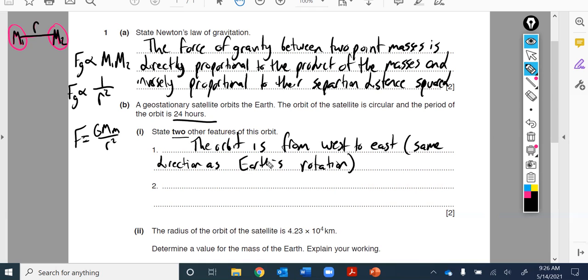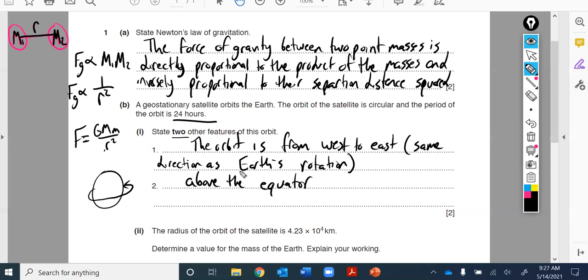So geostationary: the orbit has to be from west to east, in the same direction as Earth's rotation, and it has to be above the equator. It can't be above the North or South Pole. If you think about the Earth at the equator, that goes around. So if we have a geostationary satellite up here and the Earth is spinning this way, we need it going around above the equator at a great enough distance that it takes 24 hours. As the Earth rotates, the satellite just keeps going right along with it. So those are two other features of the orbit.